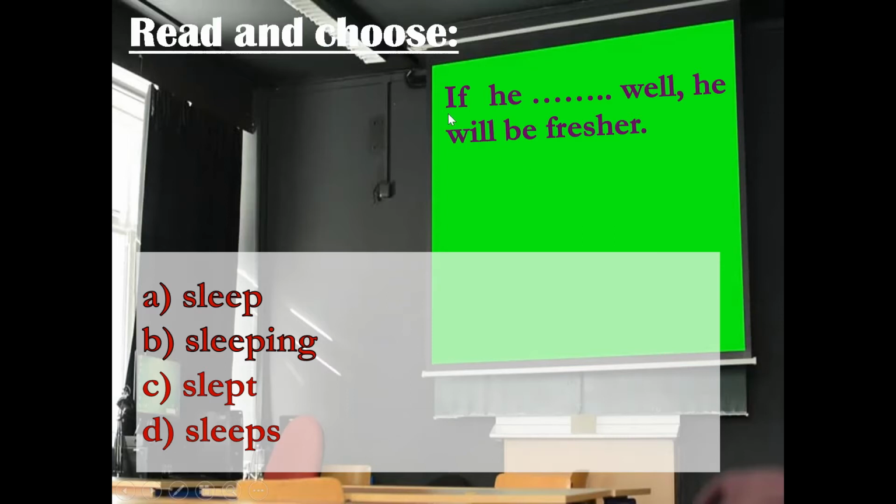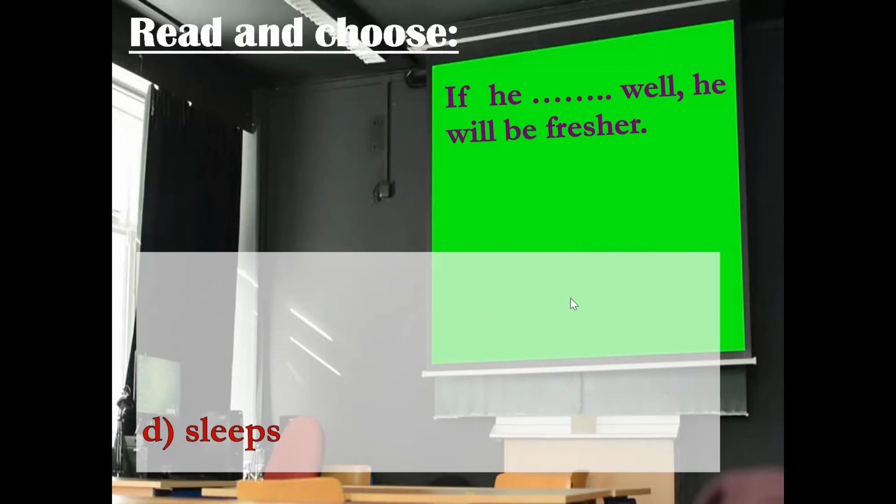As you can see, the sentence says, if he sleeps well, he will be fresher. So I have to choose the best form of the verb sleep. As you can remember, if you have he or she or it, which means a singular subject, I choose the verb plus s. So the correct answer for this sentence should be what? As you can see, it should be sleeps.